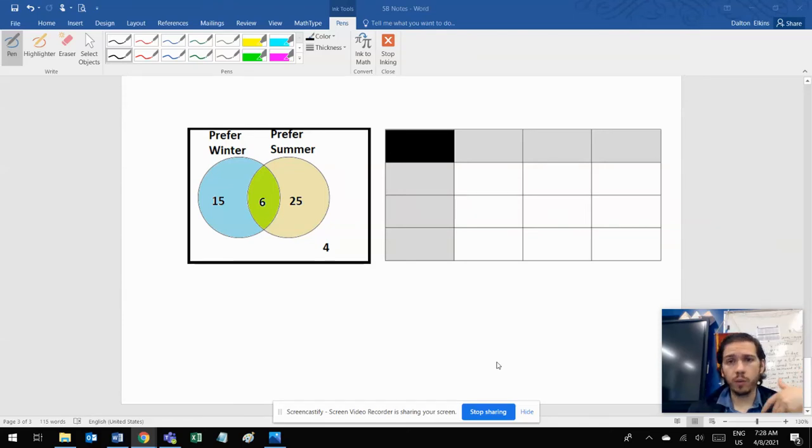All right, this is part 2 where I'm going to do another example of creating a two-way frequency table from a Venn diagram. This is the second Venn diagram that we looked at in our video from yesterday when we introduced Venn diagrams. And we have to figure out what our two frequencies are and then start filling in all our information. So our first frequency is prefers winter. So if I ask you if you prefer winter, the answer is yes, you like winter.